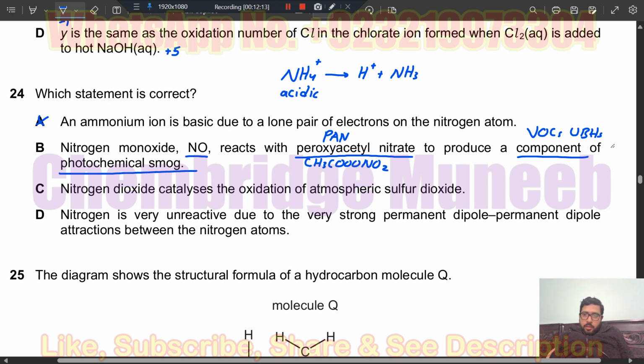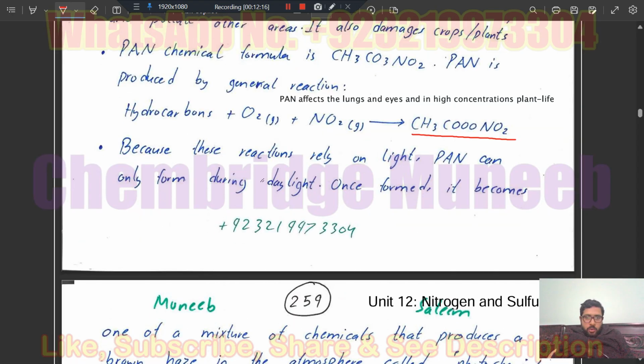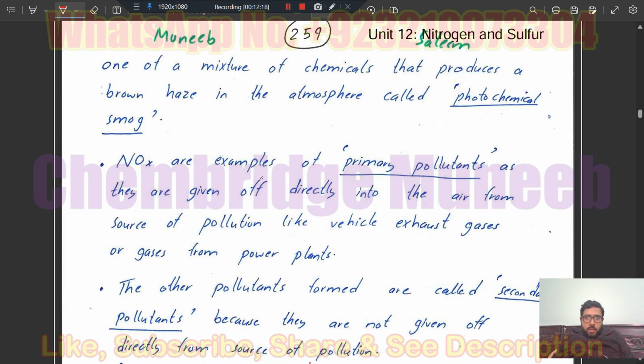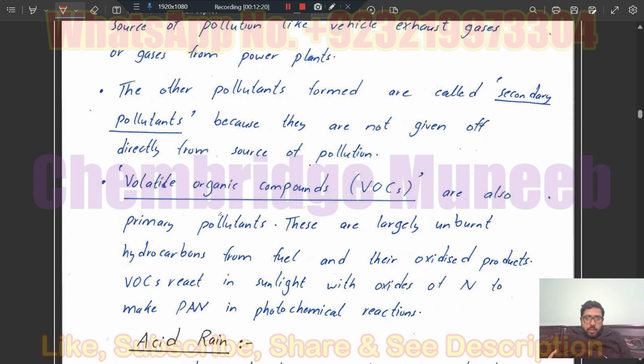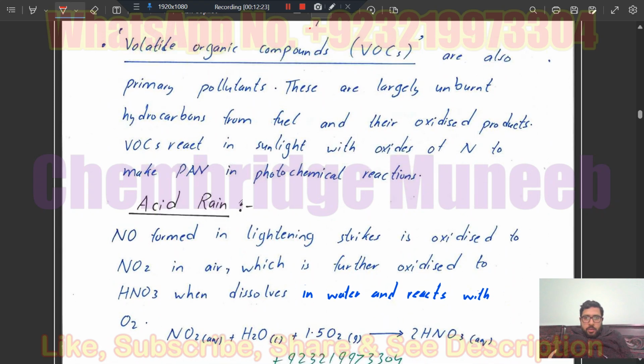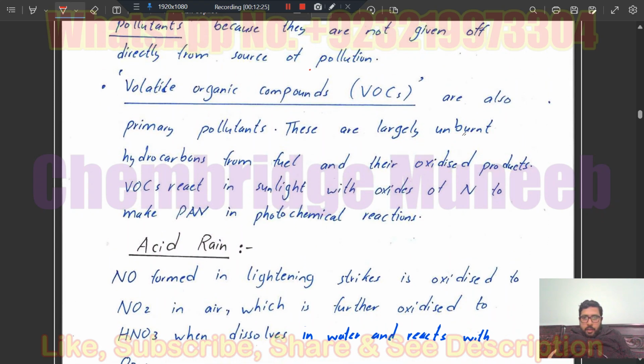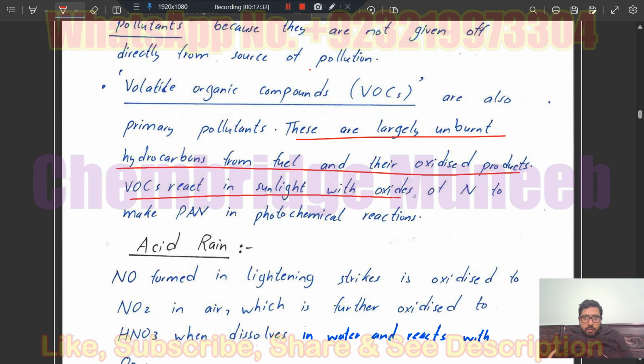Unburned hydrocarbons could be any mixture of the hydrocarbons in the fuel. It is written here how they are produced. These are largely unburned hydrocarbons from fuel, and their oxidized products, VOCs, react in sunlight with oxides of nitrogen to make PAN in the photochemical reaction. So VOCs react with the oxides of nitrogen, which could be NO or NO2, to make the PAN compound.